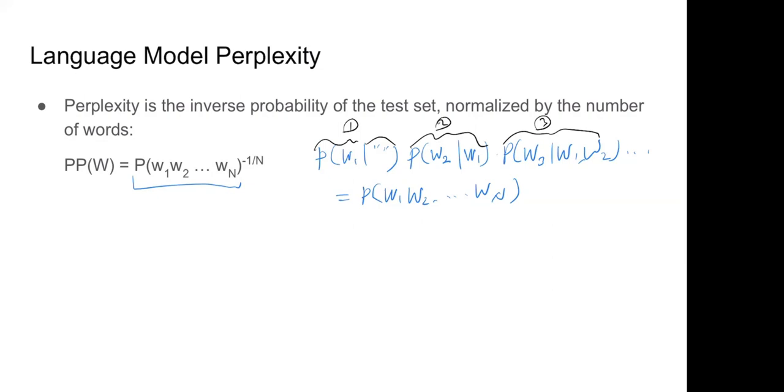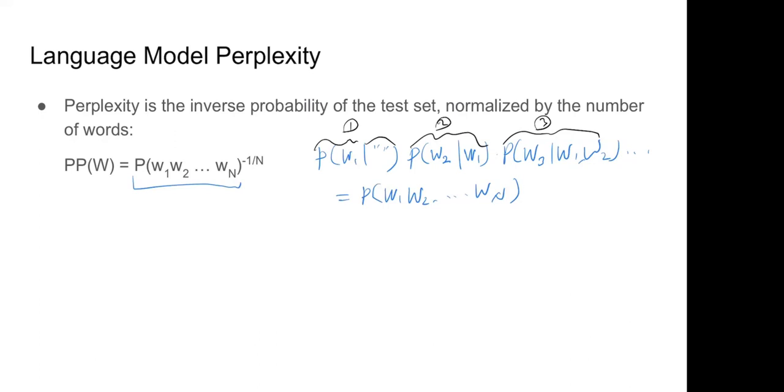But why do we have this term, negative one over n, as the power of this probability? And that's because of just a really simple reason, actually: these numbers are super, super small. That's the only reason, actually.